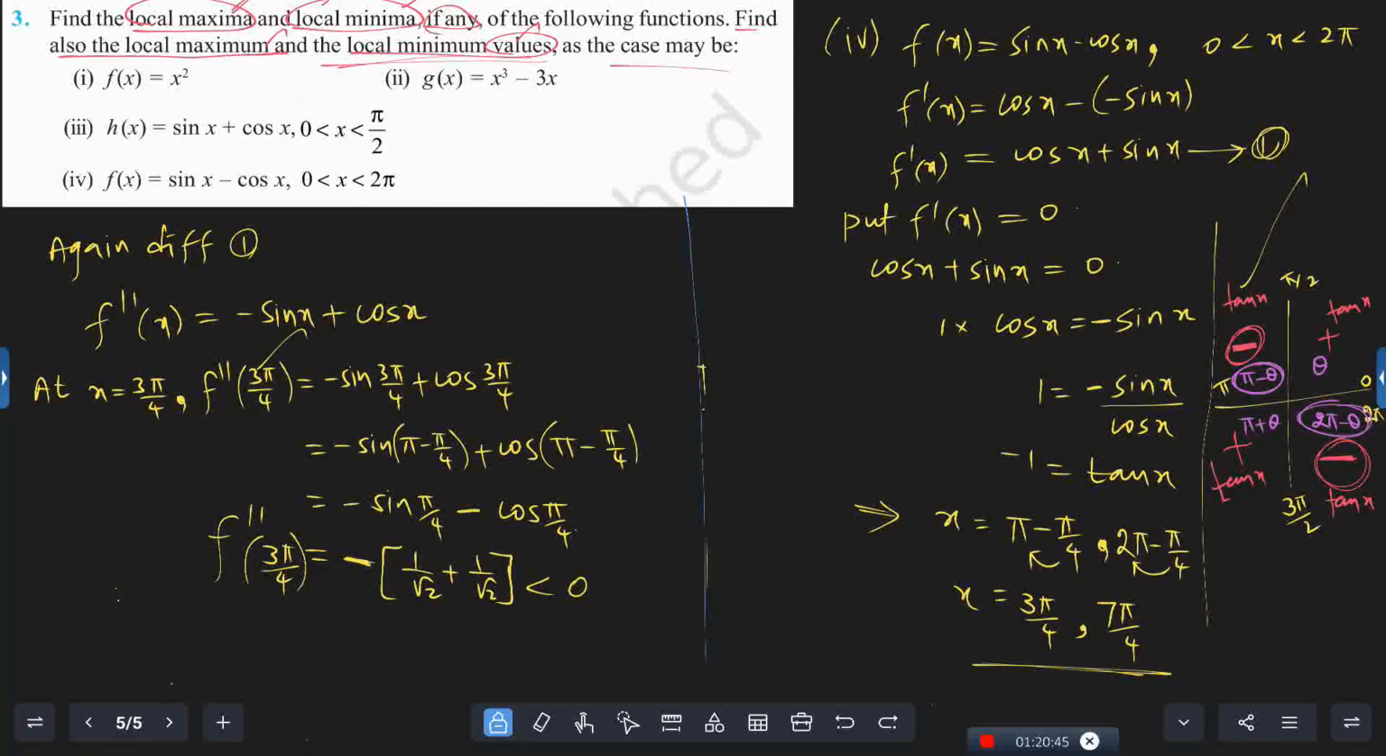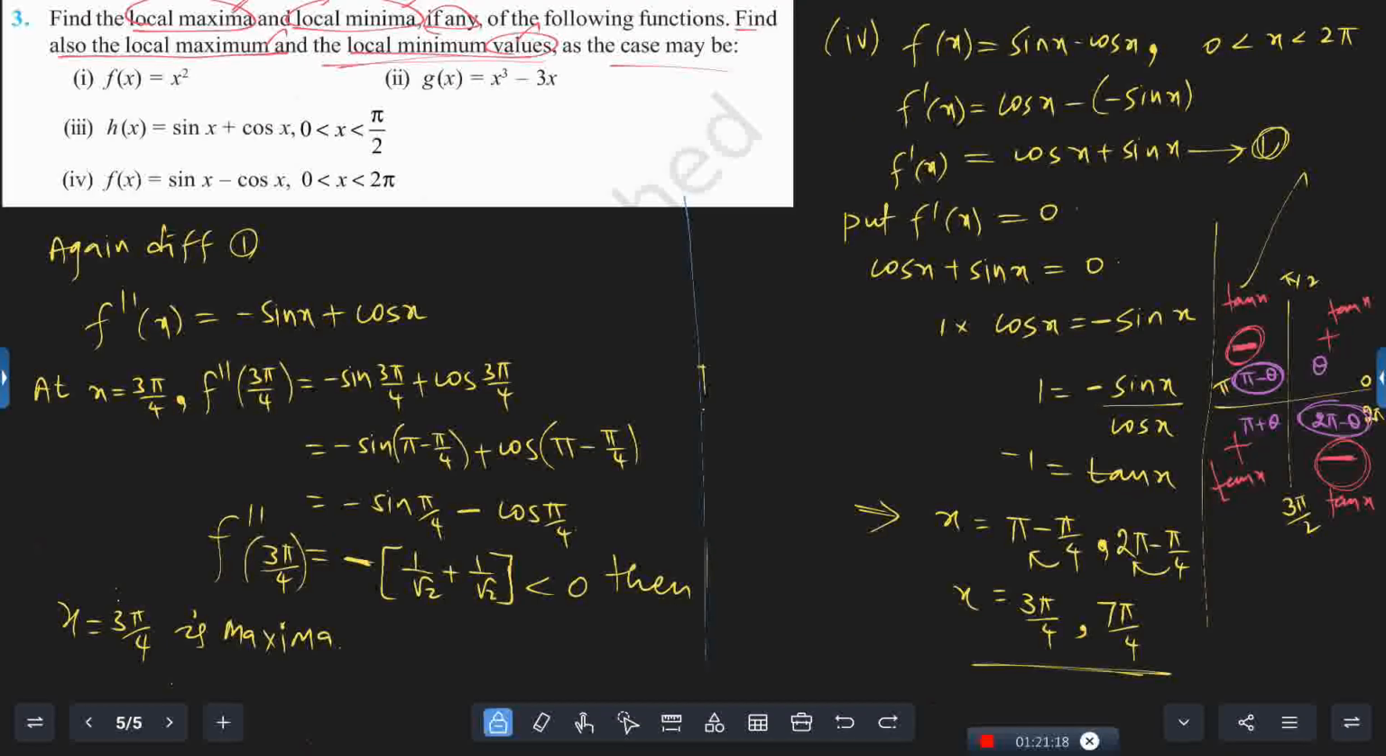What is x equal to 3 pi by 4, maxima or minima? Since it is less than 0, it is a maxima. X equal to 3 pi by 4 is a maxima. If you want the maximum value, substitute it in the question and you will get the maximum value. Next, 7 pi by 4 also we have to check.